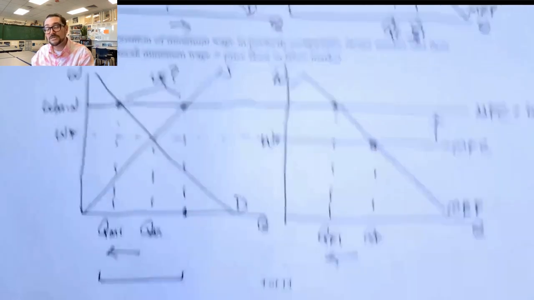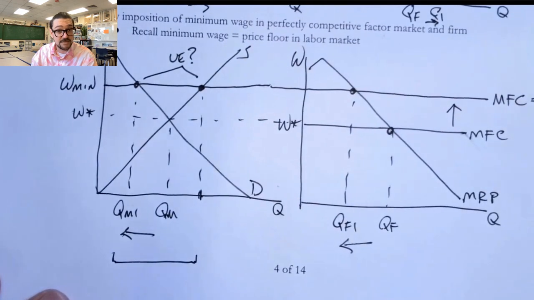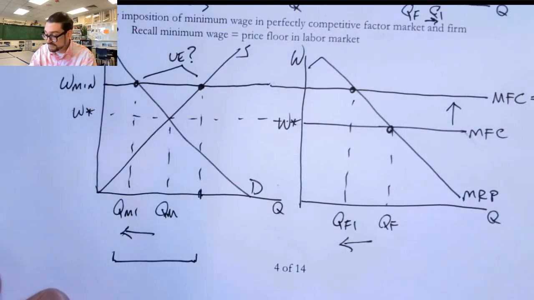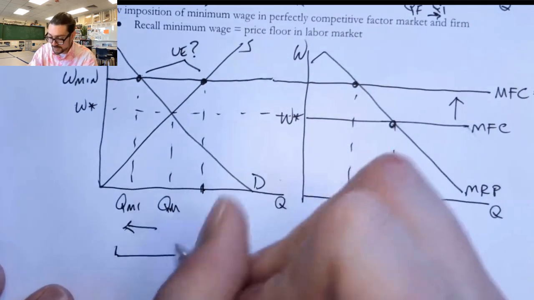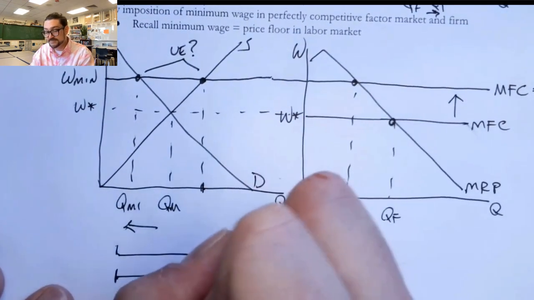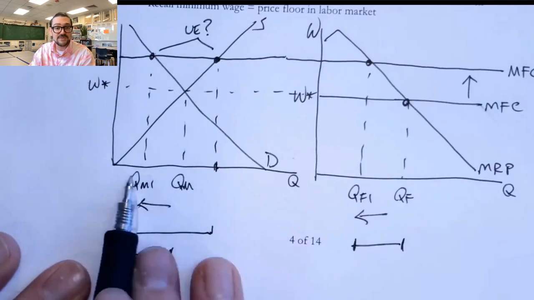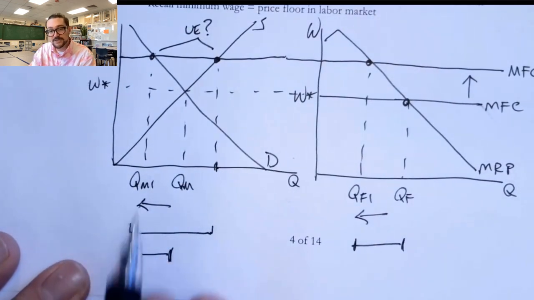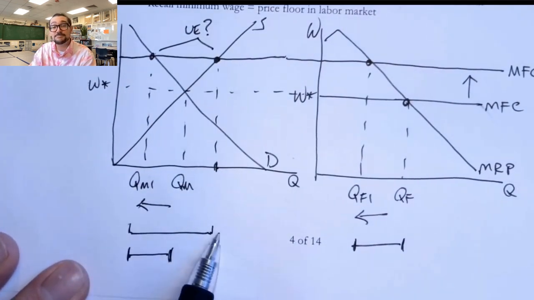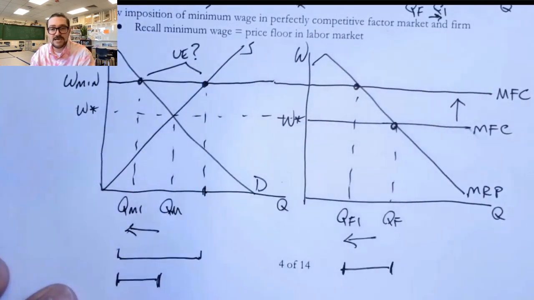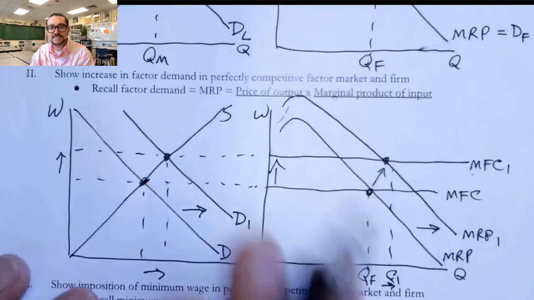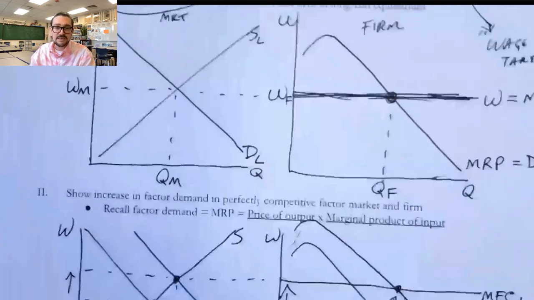But sometimes these questions are also asked as, how many workers lost their jobs as a result of this? Well, from the firm, they lost this many jobs, right? But from the actual market, they lost this many jobs. So between QM to QM1, that's how many jobs were lost. The total amount of unemployment, though, is larger than that. And that's because, again, there are some people who are now willing to work for that higher wage that aren't actually getting jobs.